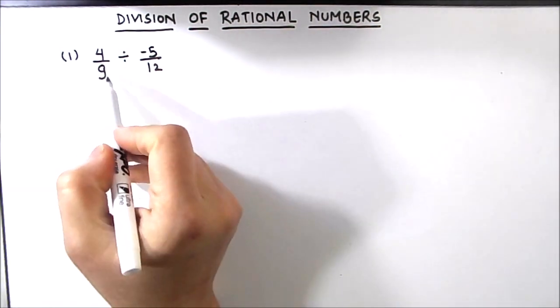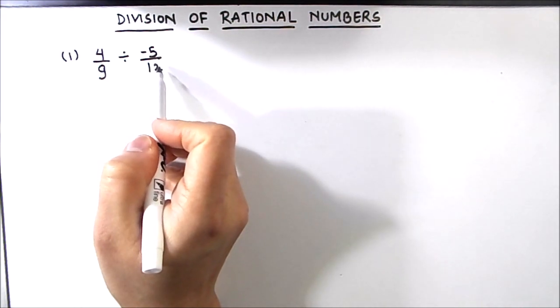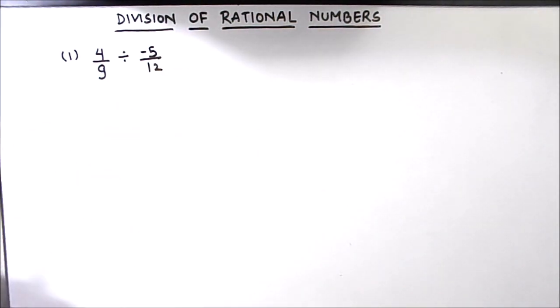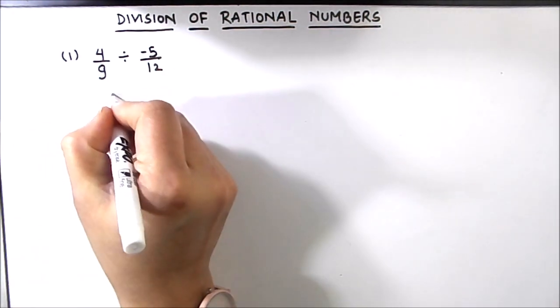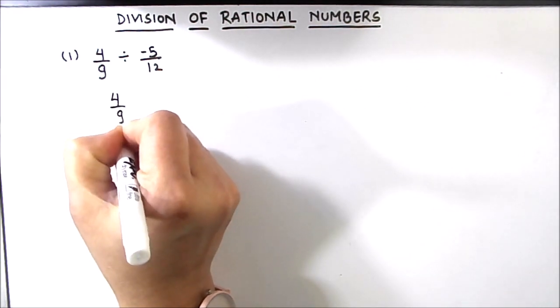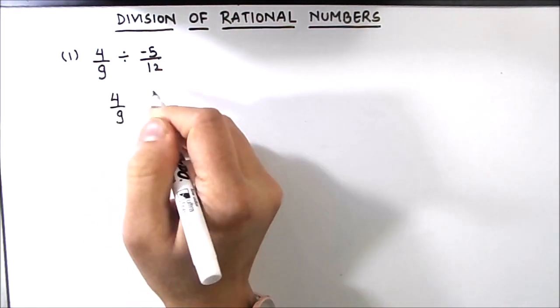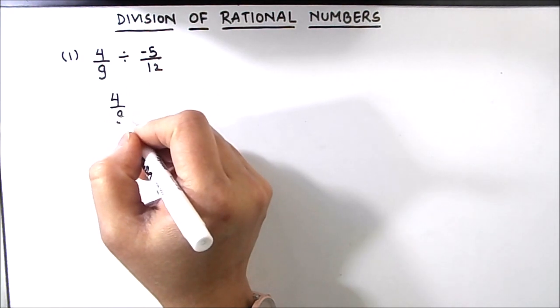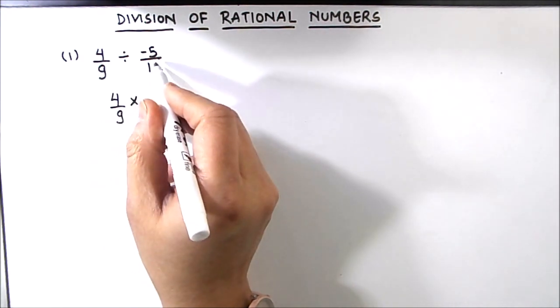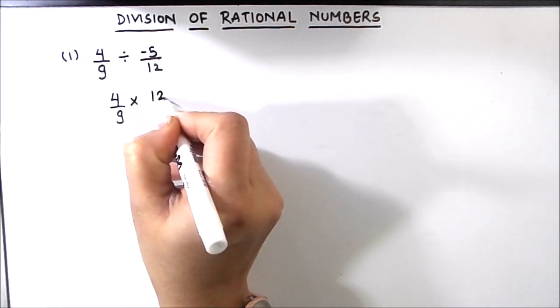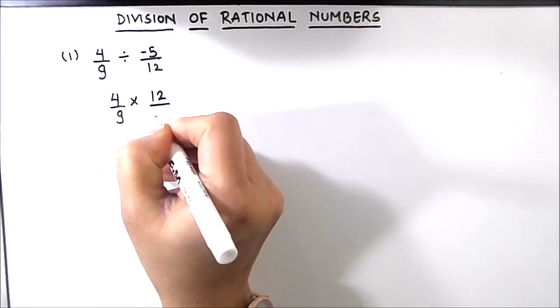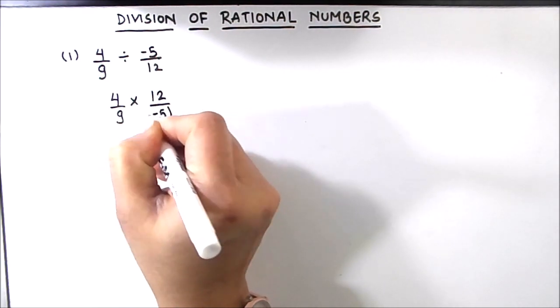First example is 4 by 9 divided by negative 5 by 12. So the division of rational numbers follows the same rule as the division of fractions, as rational numbers are fractions. So we are going to write the first rational number as is, and we'll take the reciprocal of the second rational number. We'll multiply it with the first rational number to get the final answer.